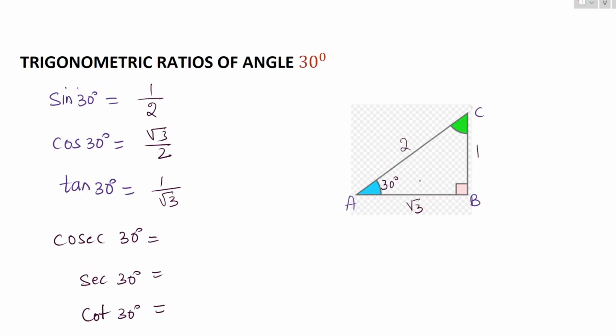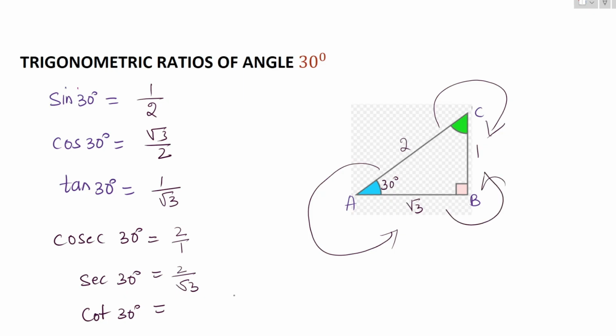Now for cosecant 30 degree, hypotenuse by opposite, 2 by 1, and secant 30 degree, hypotenuse by adjacent, 2 by root 3, and cot 30 degree, adjacent by opposite, root 3 by 1.